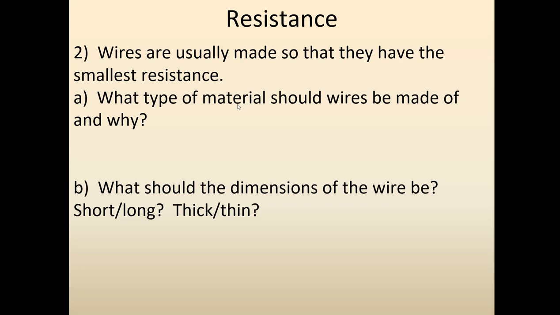So if you look on the resistivity table on the reference table in the electrostatics section, you'll see that silver is the one with the lowest resistivity. So silver would be ideal for wires.